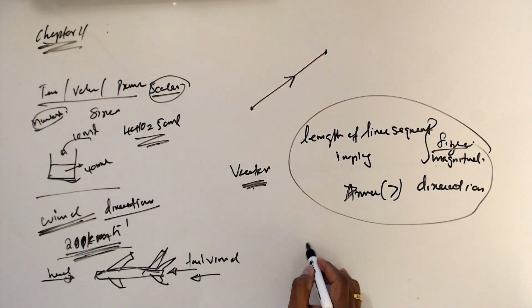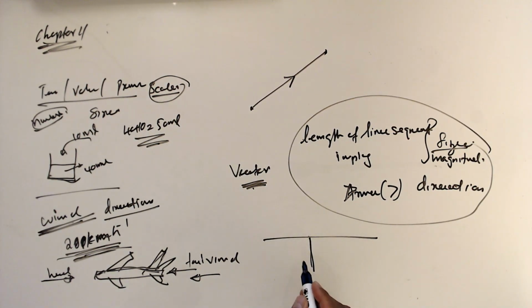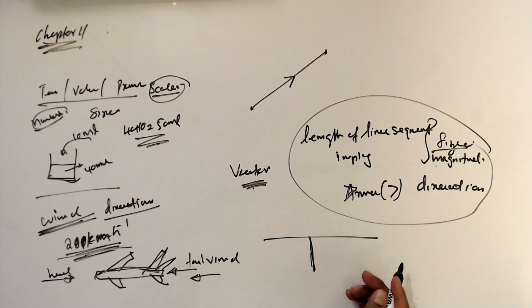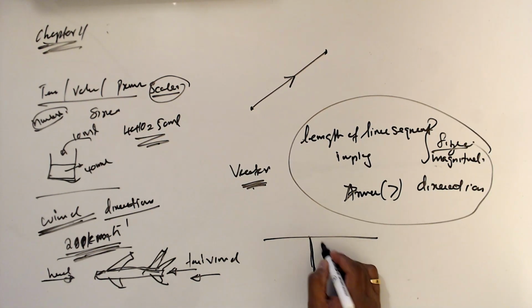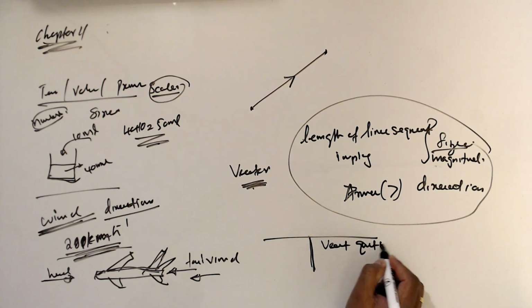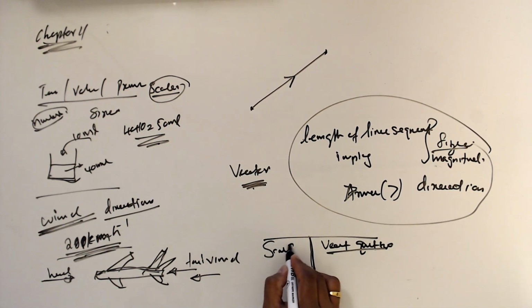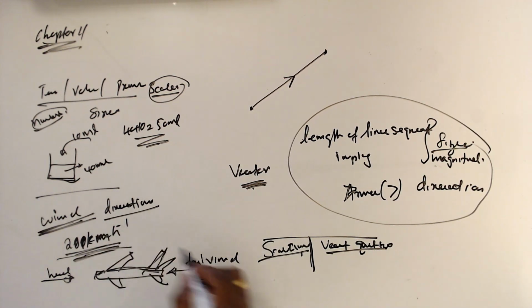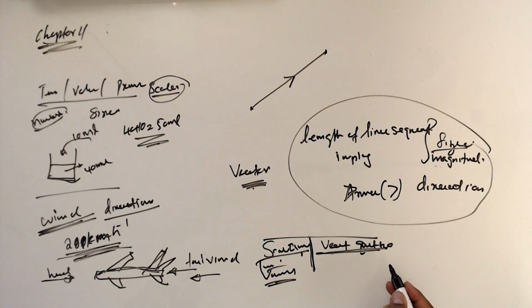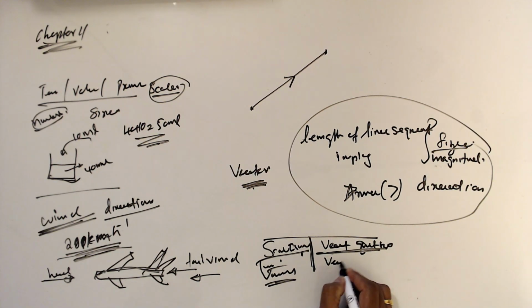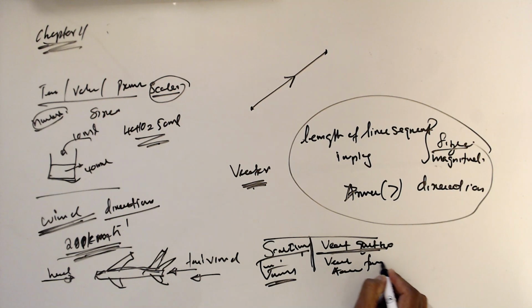Some quantities we need require a size and a direction, or the magnitude and a direction to measure. So those are vector quantities. Others are scalar quantities. For example, temperature, volume. Those are scalar quantities. Vector quantities are velocity, acceleration, force. So those are vector quantities.